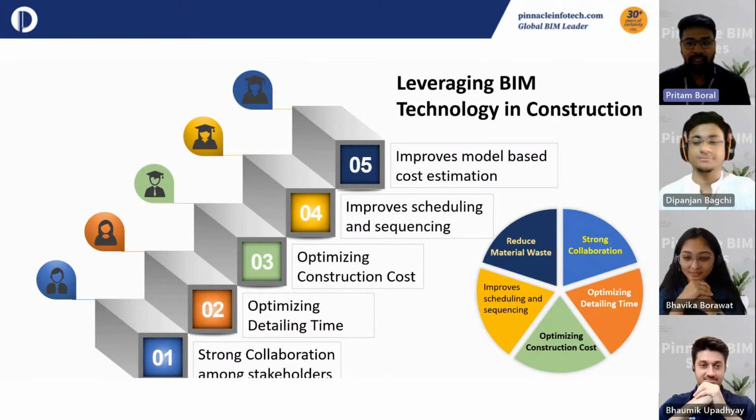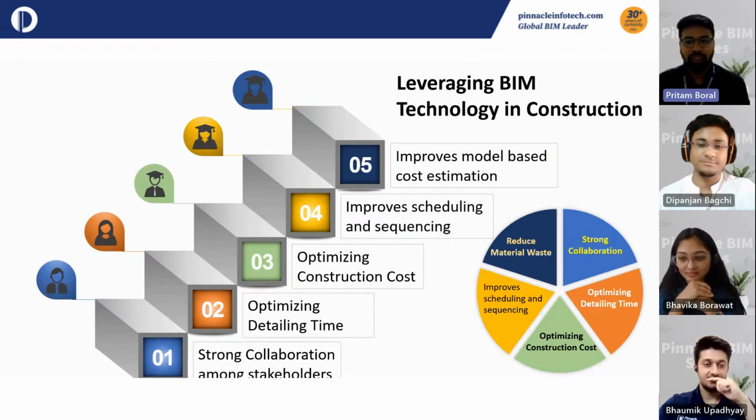Secondly, BIM helps in optimizing the time of construction. Since we can model the virtual replica of the actual building, then check the different aspects of the construction, it reduces the time that is required for the actual construction at site.